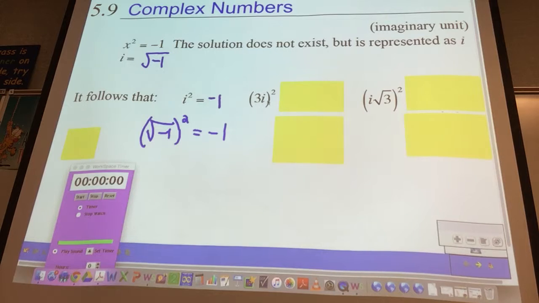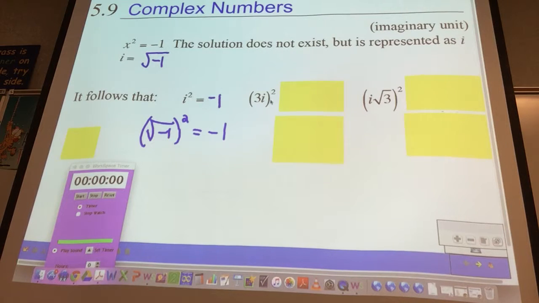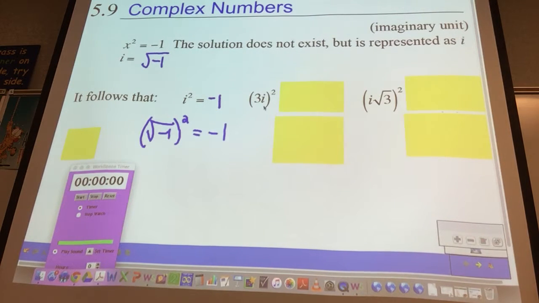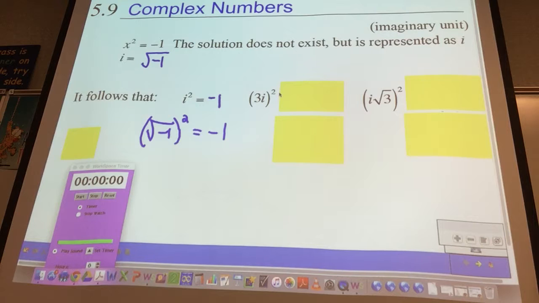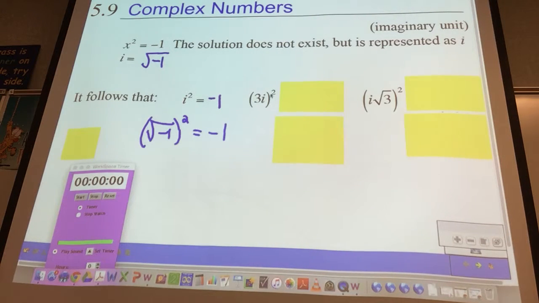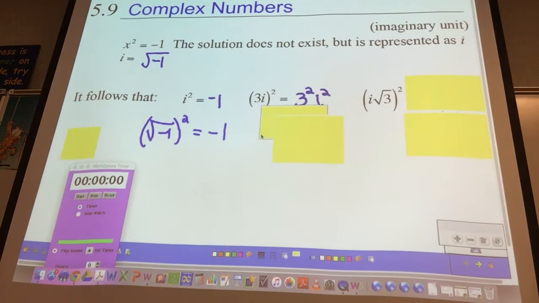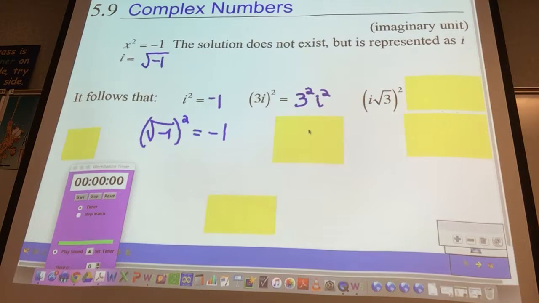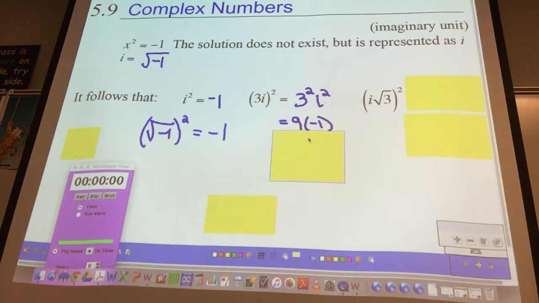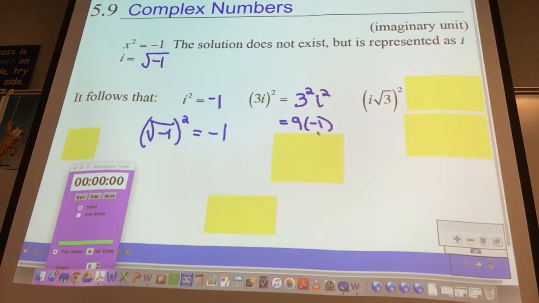So this one, 3i squared. Hold up. No, that's not right. You beat me because of the parentheses. If it was just 3i squared by itself, it would be okay. But the parentheses are there. So it's 9i squared, right? It's 3 squared and it's i squared. So that makes 9i squared. Write that down. 3 squared and i squared. It's because of the parentheses. That makes a 9 and that makes a negative 1. Anytime you have i squared, it's negative 1.